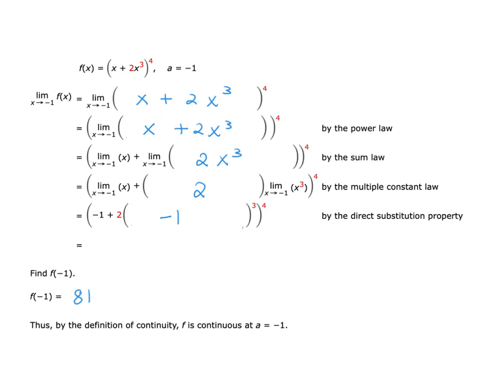If you do this in a calculator, you do in fact get 81, which is great because all this work shows that the limit as x approaches -1 of the function is actually equal to the value of the function at -1. And this is the definition of continuity.